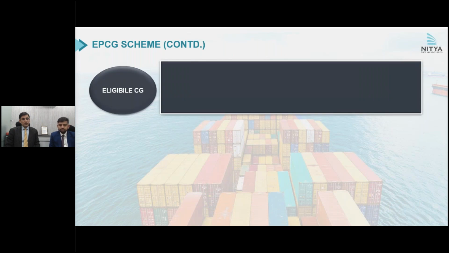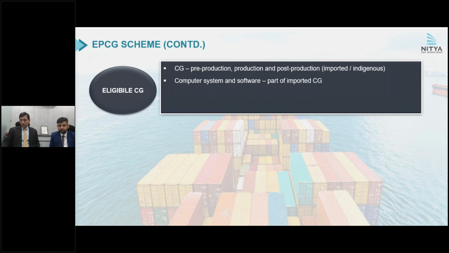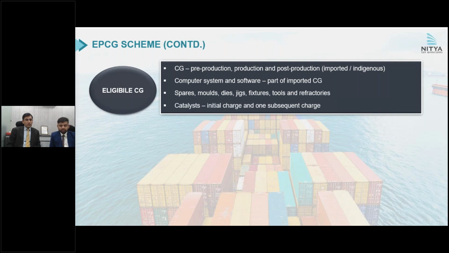The third thing is the eligible capital goods. So a manufacturer or a service provider can import capital goods either pre-production, production, or post-production. The manufacturer can import the same either from outside India or from the domestic market. Second is computer system and software, which are part of the capital goods only. So computer system and software can also be imported under this scheme. The third is spares, molds, dies, jigs, etc. Fourth is catalyst.